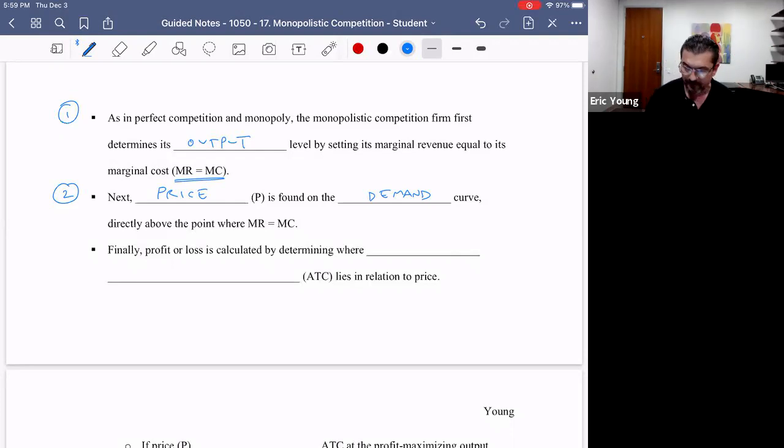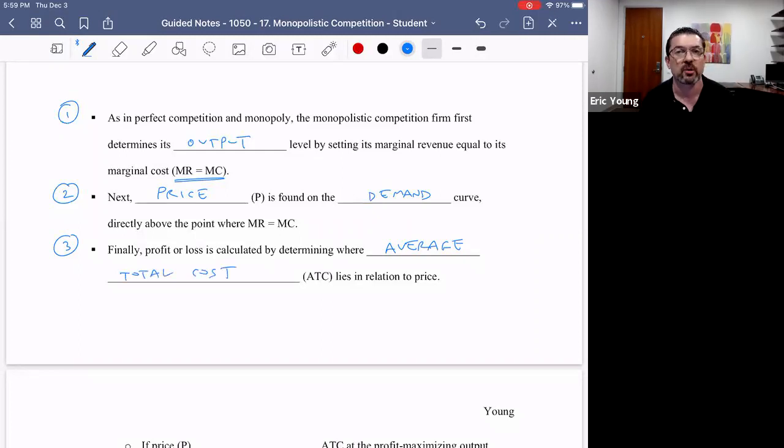find our price. And then now, once you have output and once you have price, last step, step three, you determine profit or loss by calculating where the average total cost curve lies.